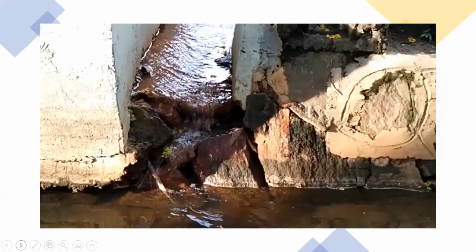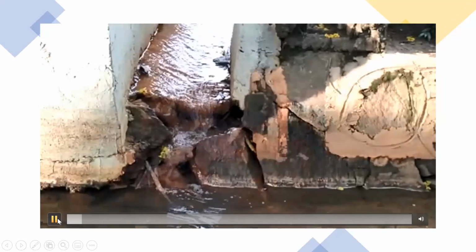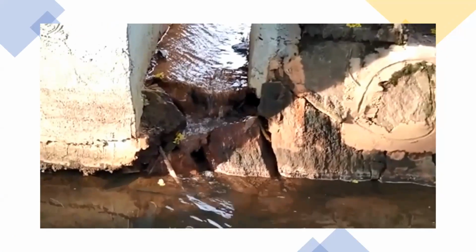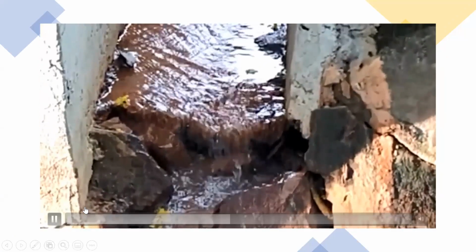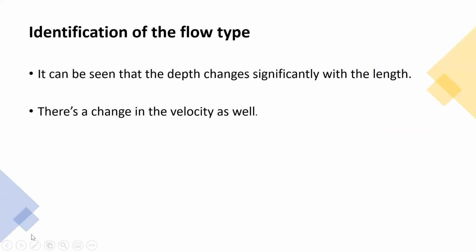Talking about the identification of the flow, before that, this is a video of the rapidly varied flow we observed in the canal in KDU. As you can see, there's a sudden depth change in the flow. Considering this, for identification, we identified this as a rapidly varied flow because the depth changes significantly with the length and also considering the change in the velocity.